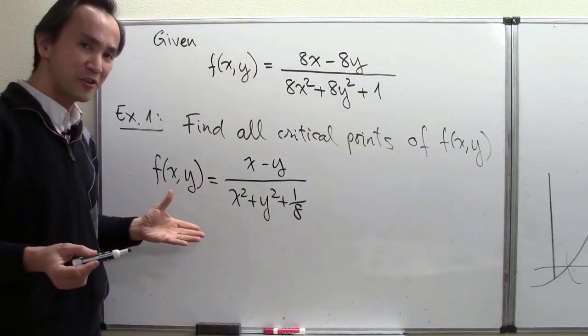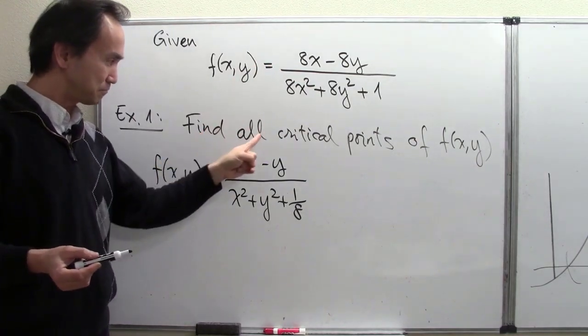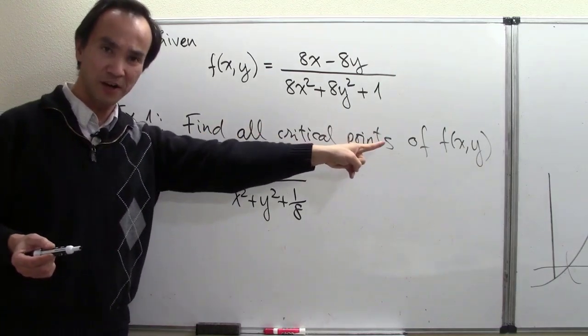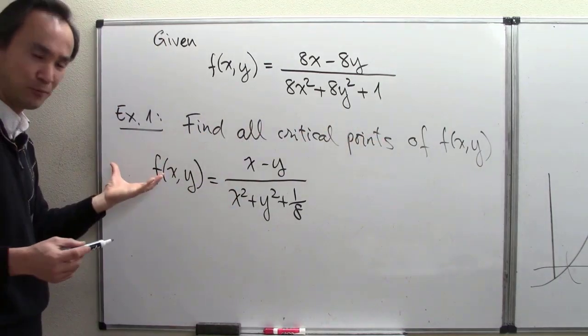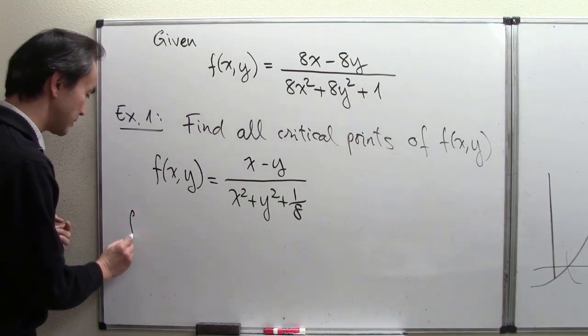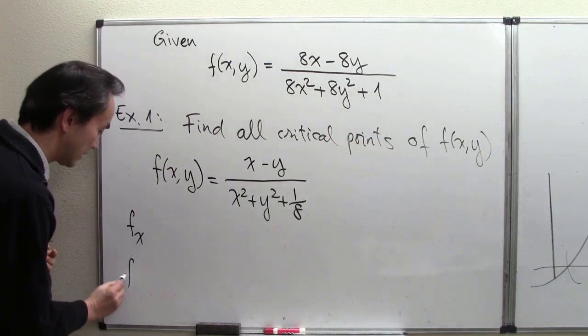So for our function, to find all critical points, which is the goal of this example 1, we need f sub x and we need f sub y.